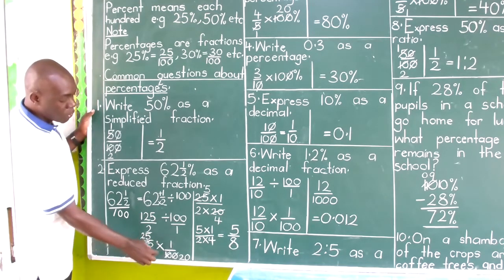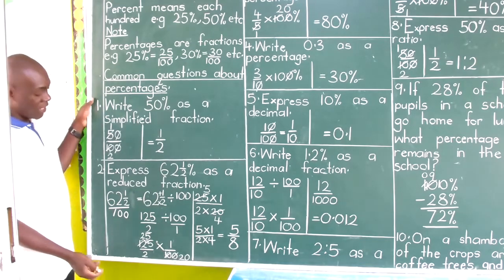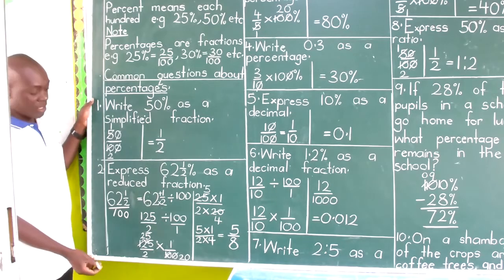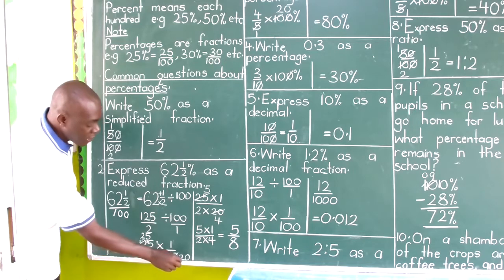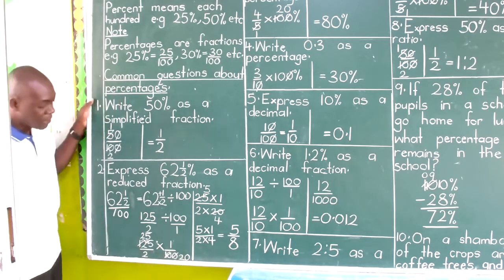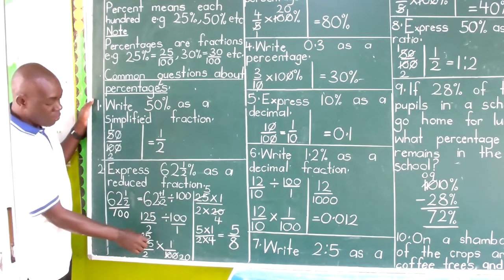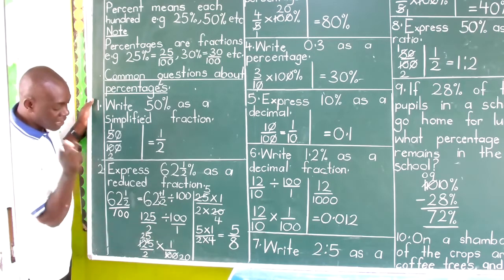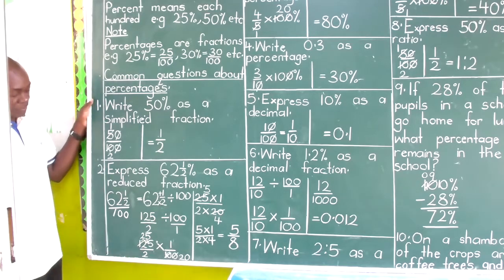So 125 out of 2 times 1 out of 100. Then we start looking out for common divisors as we divide. We first divide by 5. 100 divided by 5 is 20. Then 125 is also divided by 5, which gives 25.